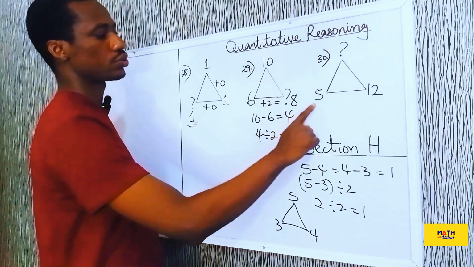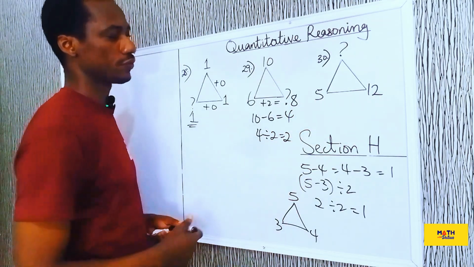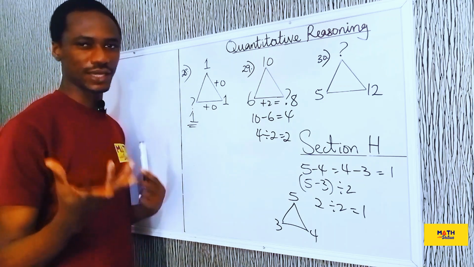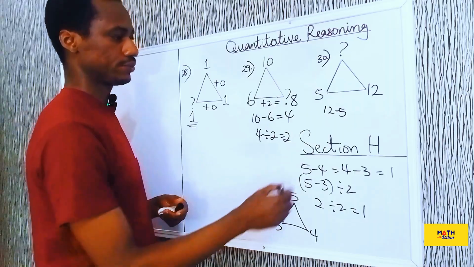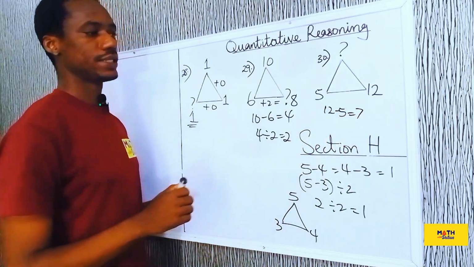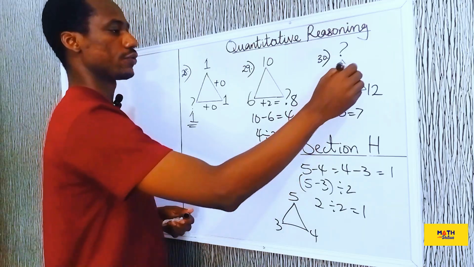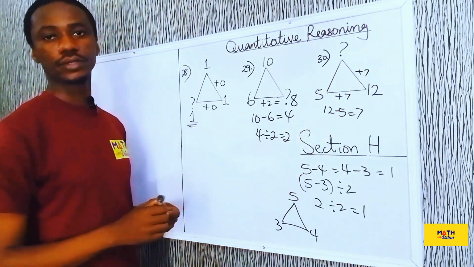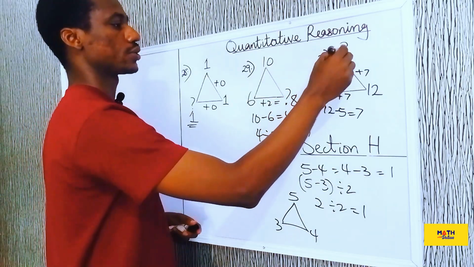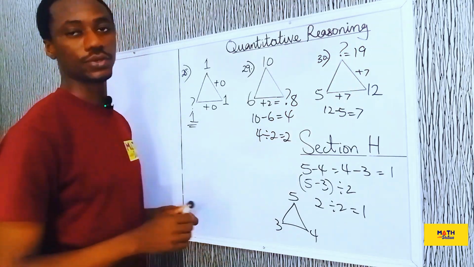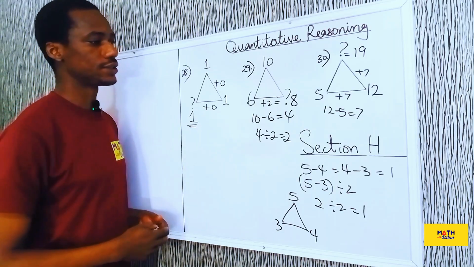Okay, so here too, we added something to 5 to get 12. So what would you add to 5 to get 12? You can easily do 12 minus 5, and that will be 7. So that means we know that this is plus 7. So obviously we're also going to do the plus 7 here. So 12 plus 7 equals what? 19. So the answer is 19.